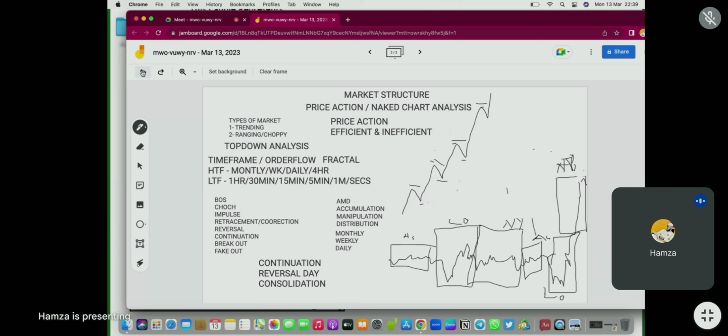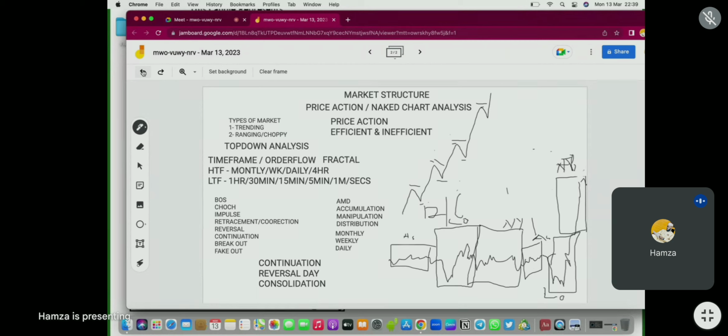So what I've just explained now is the concept of retracement or correction and impulse or continuation. So this is impulse or continuation, this is retracement or correction, and this is BOS. Boom. Guys, I hope it's clear. I'll move to the next one.